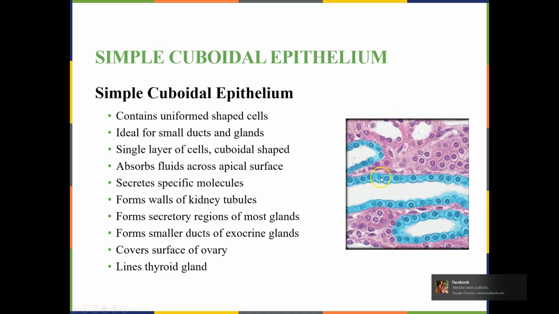Whereas this one is also going to be for secreting materials, potentially diffusion of nutrients, filtration of materials across the surface as well. It doesn't, so your simple epithelium does not tend to be very protective.